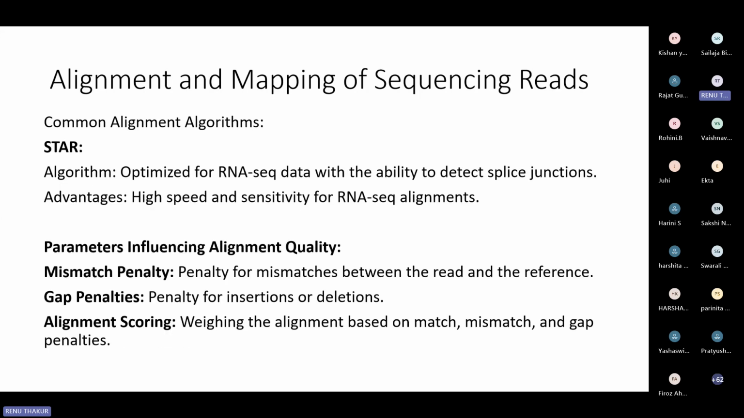Okay, and the next thing is called STAR. It comes into the picture when a special type of sequence data is there with you, called RNA-seq data, RNA sequence data. Initially we saw about these types of sequencing, right? NGS data sequencing. One of them is RNA-seq. So it can be used for RNA-seq data with the ability to detect splice junctions. The advantages are high speed and high sensitivity for RNA-seq alignments. Okay, you can rely on the tool called STAR for RNA-seq alignments.